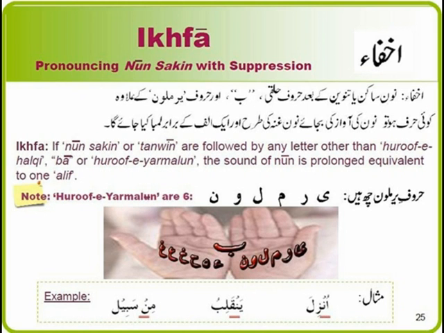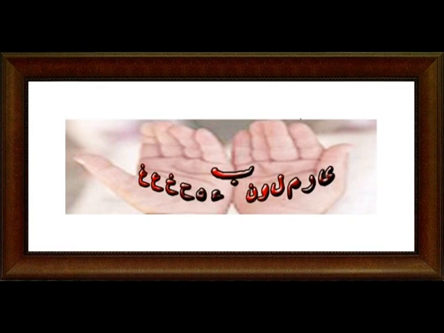Now in this lesson, we will be learning about something called ikhfa, which means pronouncing the nun sakin with suppression or prolonging the sound of the nun sakin or the tanween. Whenever we see a nun sakin or a tanween, we have to look at the letter that comes after it. If it is any letter other than the huruf halki, meaning hamza, ha, ain, ha, ghain, kha, and any other letter than the huruf yarmalun, which is ya, ra, mim, lam, waw, and nun, which are on your screen right now, or ba.